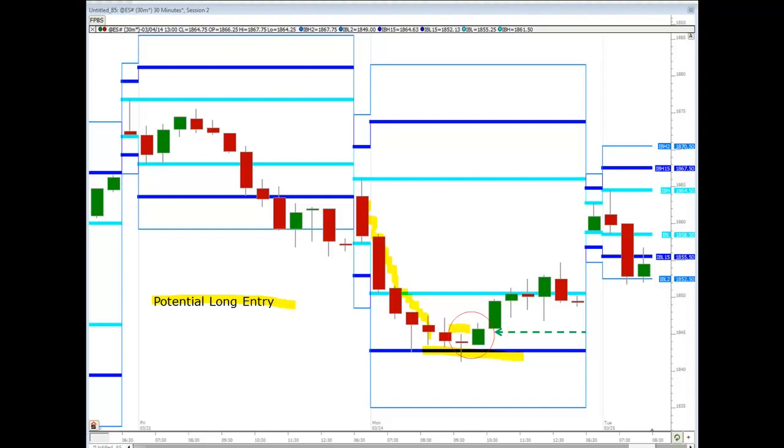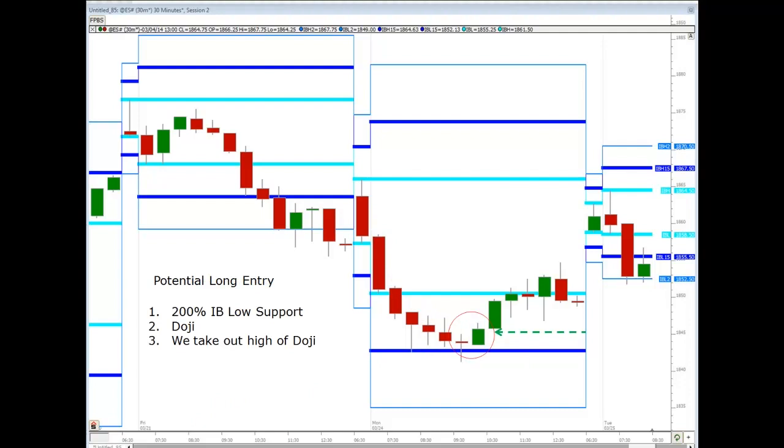And of course the next question I'm going to ask you is, if I were to do that, where is my target going to be? So this actually should be our 150% IB low that provided us the support. This is the 150%, not the 200. We never quite made it to the 200. And then we have a doji, and we take out the high of the doji, so we are ready to move higher.